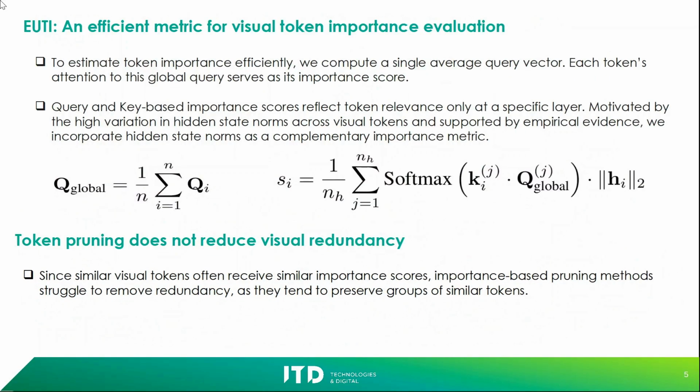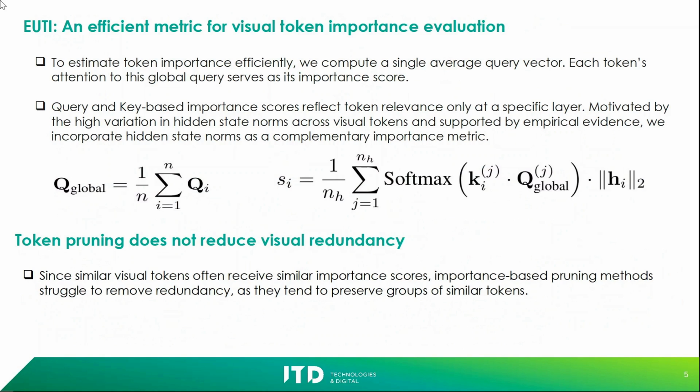So what we propose is actually using a single global query, which is the average of all queries across visual tokens. The attention score relative to this global query does not suffer from positional bias and is also really cheap to compute. However, using any query and key-based importance score will only give us the relevance of the visual tokens at a specific layer. So what we do is also use the norm of hidden states, which is motivated by the high variance in hidden state norms, and which we also confirm by early experiments that show us that hidden state norms actually give us insights about the importance of each visual token. So when we prune these visual tokens using this global metric, which is the norm of hidden states and the attention score relative to this global query, we end up with only important tokens.